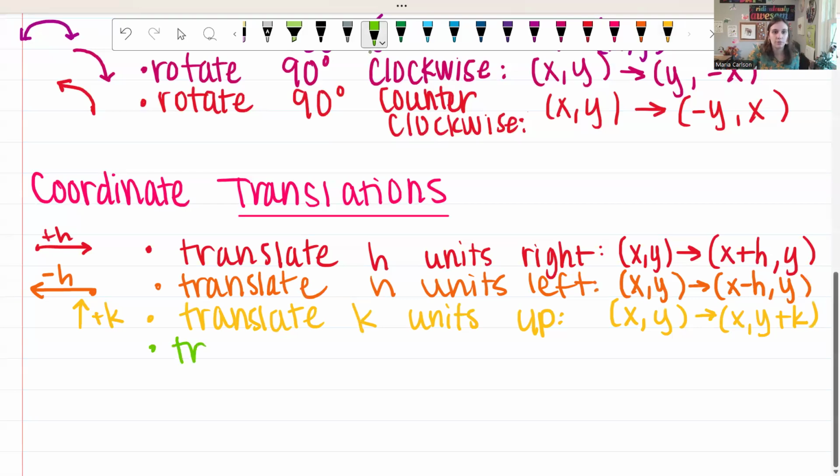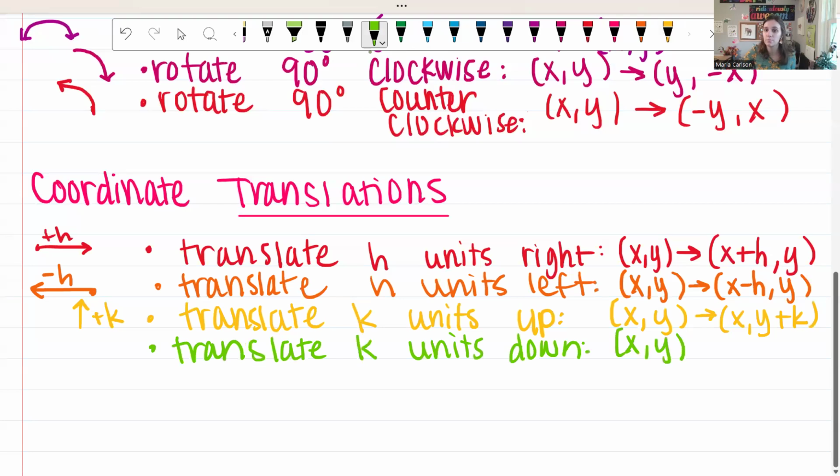Next, let's talk about if you were going to translate your figure K units down. So the mapping for this, your point x, y, is going to map to x is going to stay the same, but now we're going down K units. So we're going to subtract K from our y coordinate. So x comma y minus K.